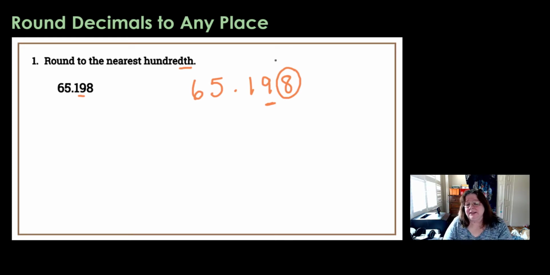Now our rule is, and this is no matter whether we're rounding whole numbers or decimals, if this number that we've circled, which is to the right of the place that we're rounding to, is 5 or more, we round up. If it's 4 or less, we round down. Let me say that again. If this digit is 5 or more, we round up. If it's less than 5, we round down. Well, 8 is greater than 5, so we're going to round up.